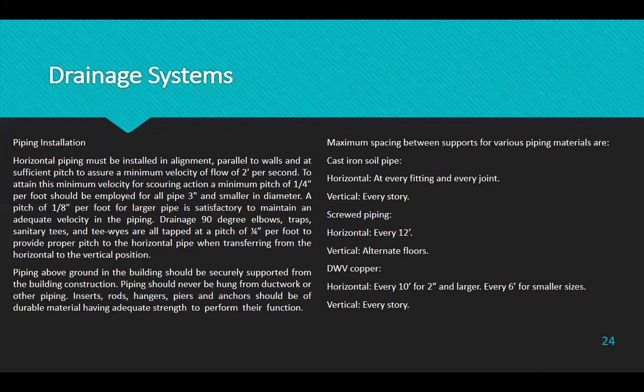Pagdating sa dulo, tumama na sa pintuan mo yung isang pipe. So, kailangan, palakihan mo yung pipe para maging 1% ang slope.